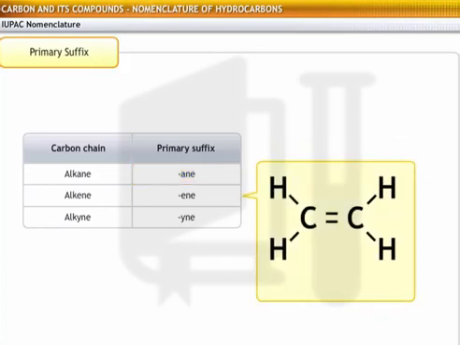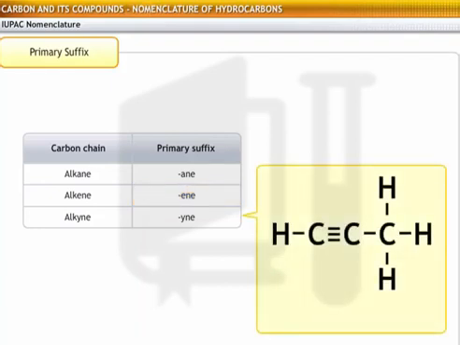Hydrocarbons containing double bonds are known as alkenes. For such hydrocarbons, the primary suffix "ene" should be added to the root word. For example, for a molecule that has two carbon atoms, add the root word "eth." If there is a double bond between the carbon atoms, add the primary suffix "ene." Hence, the name of the molecule is ethene.